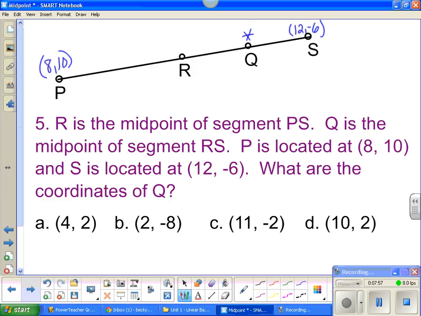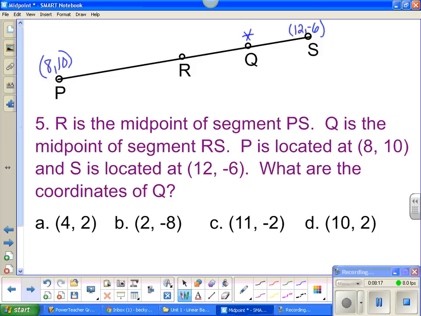Now, a lot of people miss with this one because they don't take the time to read. They're going to find the midpoint of the 2 points that were given, and they're going to circle that answer. But if you find the midpoint of P and S, what are you finding? That's R. I don't want R, I want Q. But do I need to find R in order to find Q? And the answer is yes.